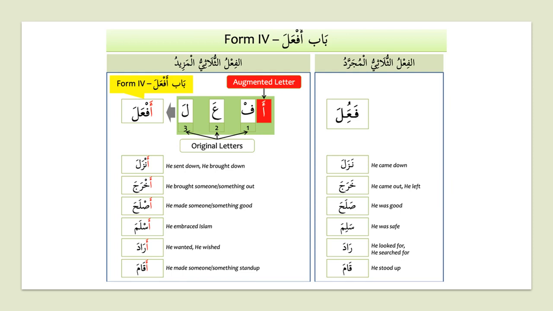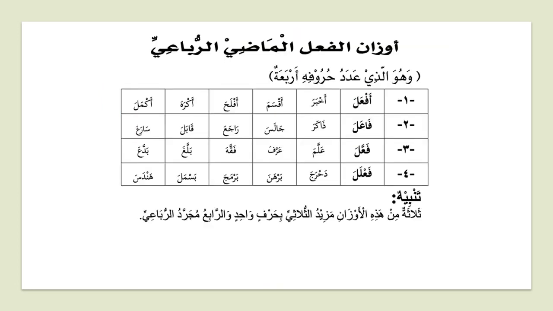Here we've done the 3 that are mazid. We've not done fa'lala, which is the one with a root letter. So now what we do is we'll go into the book. The Shaykh here says, أوزان الفعل الماضي الرباعي. These are past tense verbs with 4 letters. As I mentioned, you have af'ala, fa'ala, fa'ala, and then fa'lala. Those are the 4.